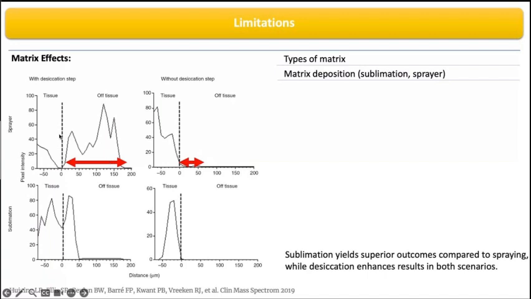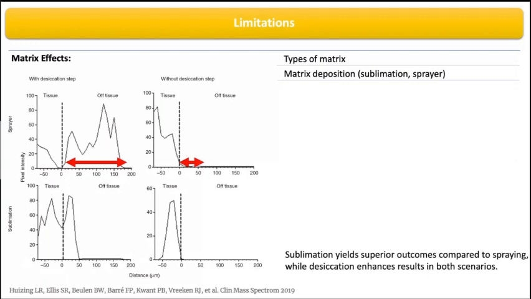If you apply the matrix with a sprayer, you risk delocalizing the lipids. So the dotted line here represents the border between the tissue and off tissue. If you use the sprayer over your section and you don't desiccate your sample, then you will have lipid signal off your tissue, and it's quite significantly high. It's about 200 intensity, which means that you will not have your lipid ion signal where the actual tissue is. So you will have a deviation.